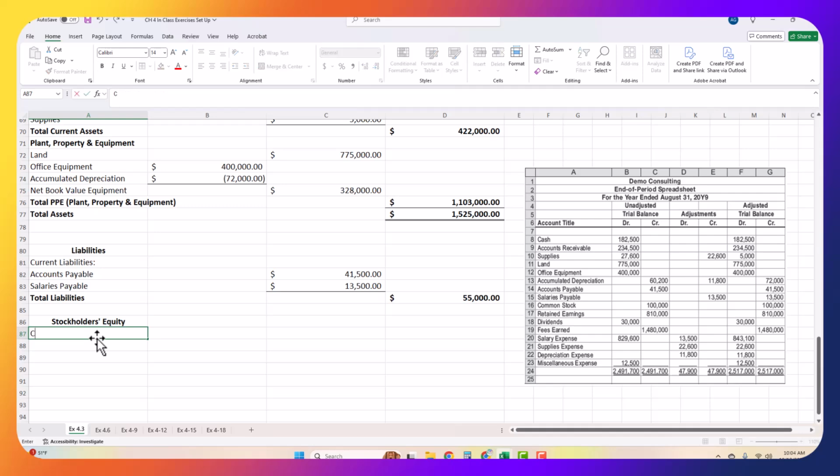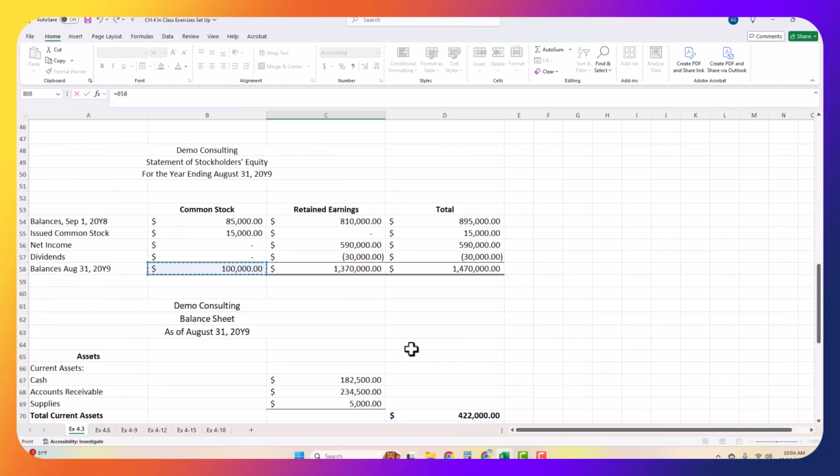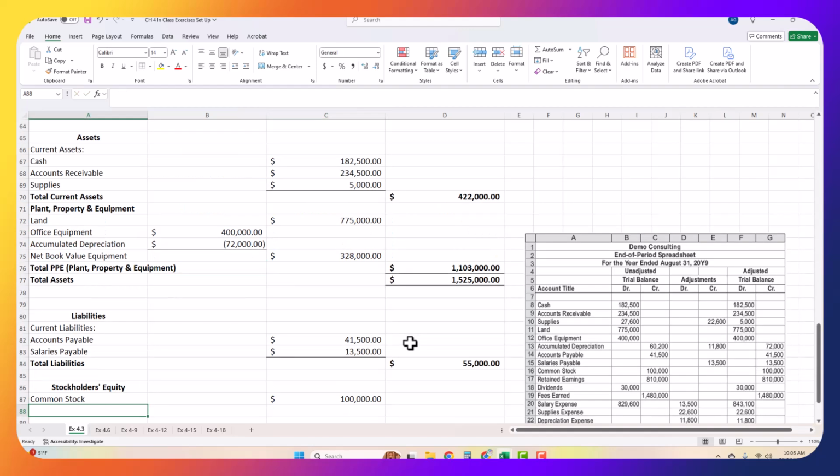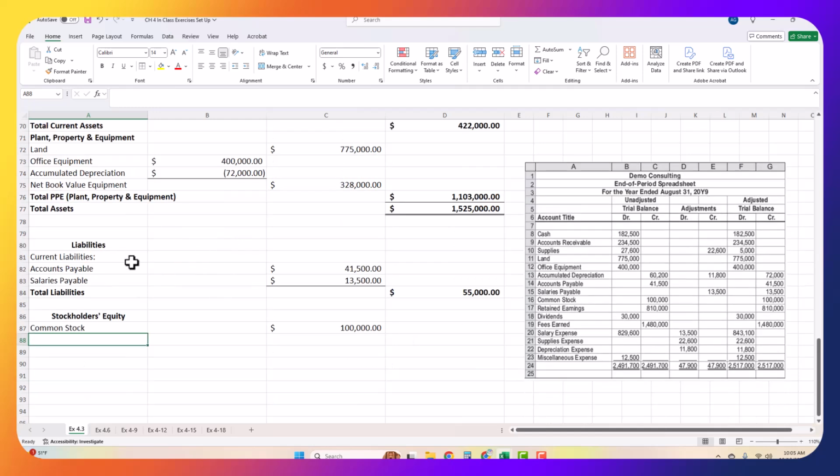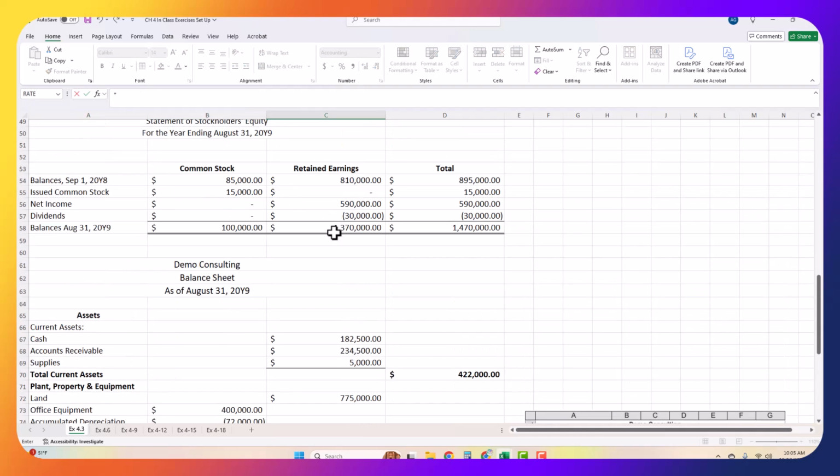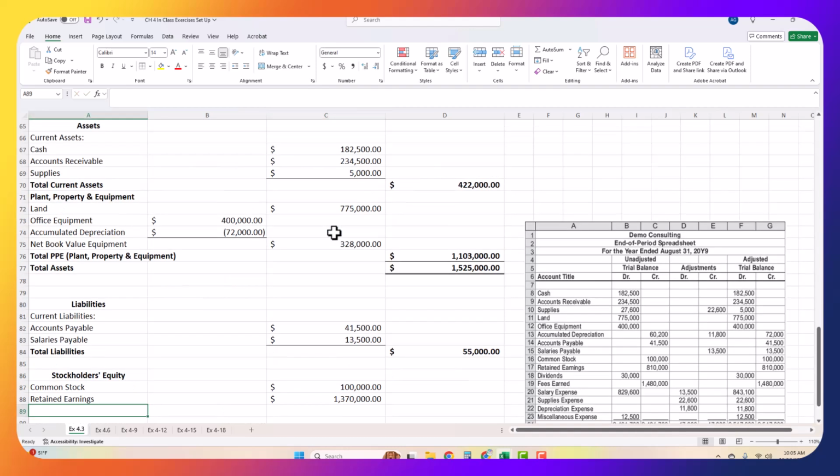And I'm going to have common stock, which I'm going to take from above. I'm going to go to the total on my stockholders' equity. That's why I need to prepare it in advance. And I'm going to take that number and bring it down. I'm also going to bring down the retained earnings. Retained earnings, 1,370,000.